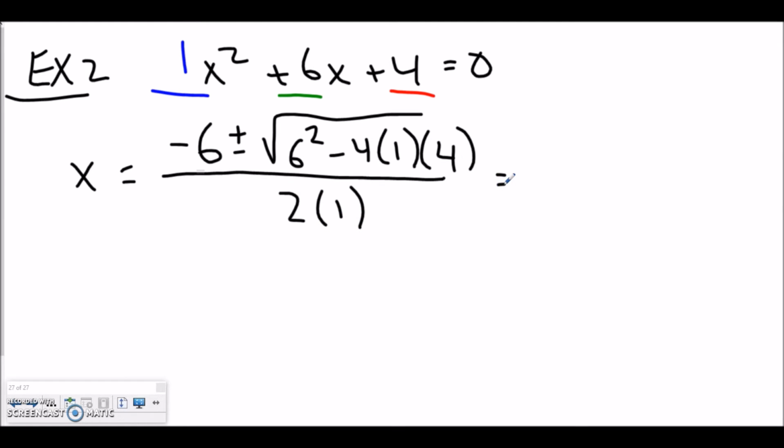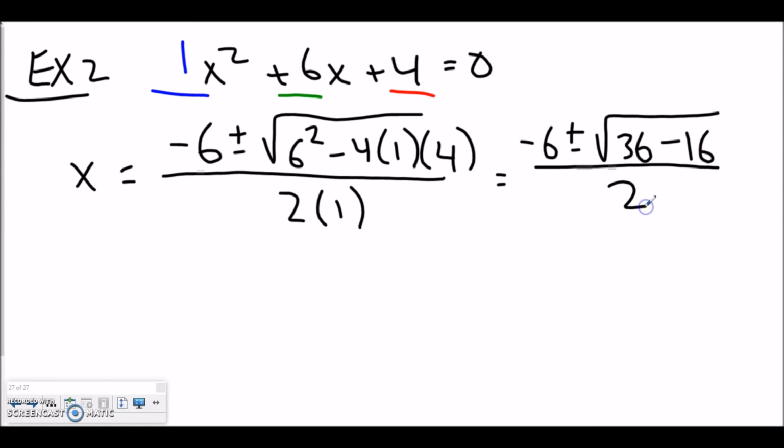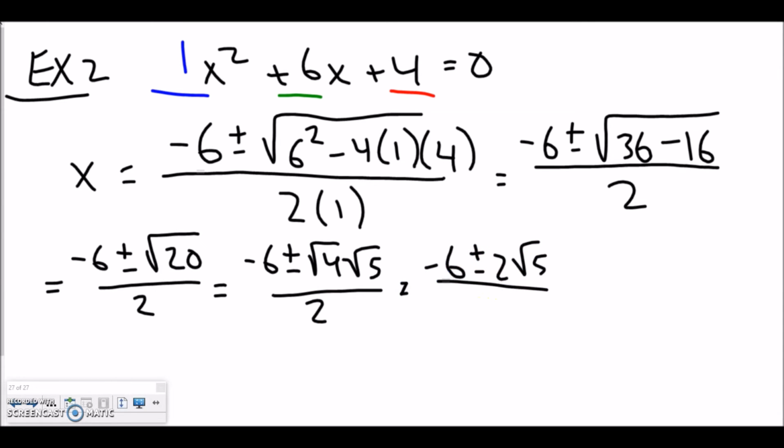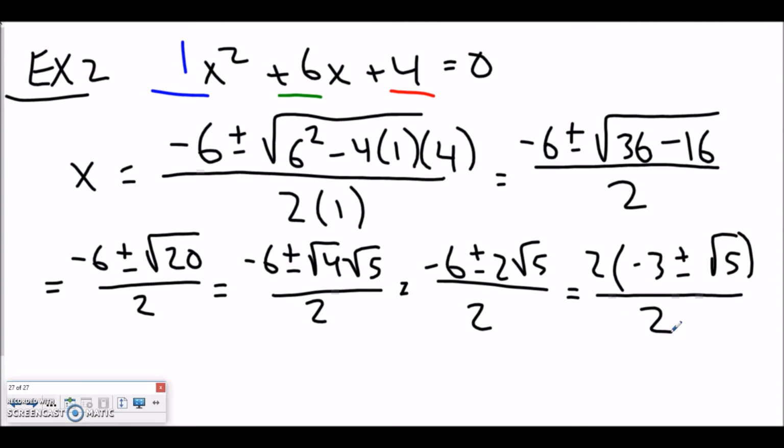Now it's just a simple case of doing our arithmetic correctly, so we're going to have to square first. 6 squared is 36, multiply 4, 1, and 4 together, that's negative 16 all over 2. Simplify that further, 36 minus 16 is 20. Square root of 20 is like square root of 4, square root of 5. And the square root of 4 is 2. And we can GCF out a 2 from the top. And my 2's cancel. So negative 3 plus minus square root of 5.